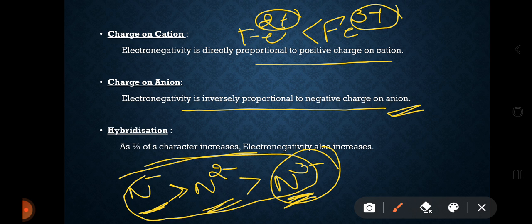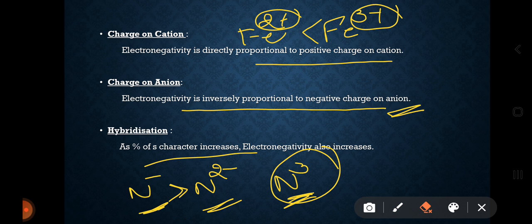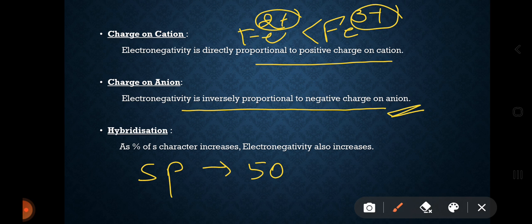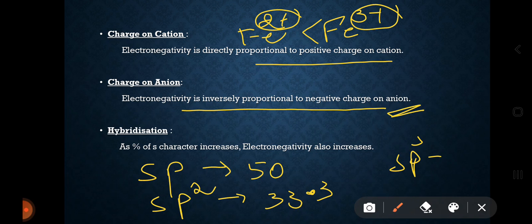Next is hybridization, that is, as the percentage of S character increases, electronegativity also increases. We have Sp, Sp2, Sp3 and Sp, DSP2, all those are there. If you take Sp, here you can tell 50% of S character is present. If you take Sp2, 33.3% of S character is present. If you take Sp3, 25% of S character is present.